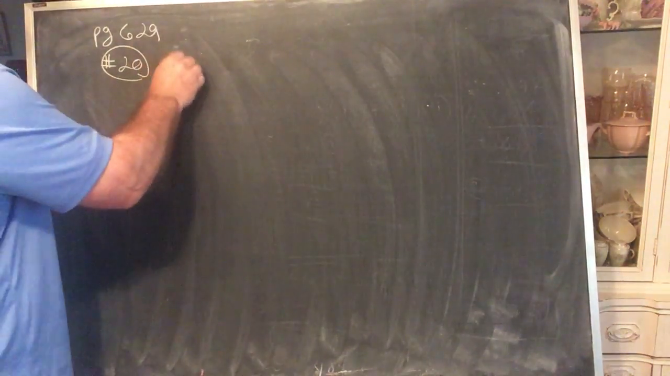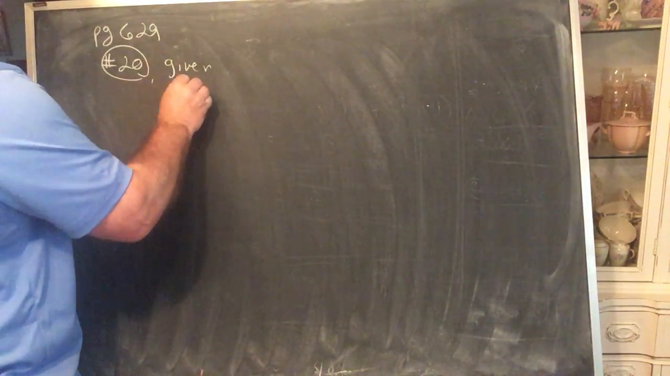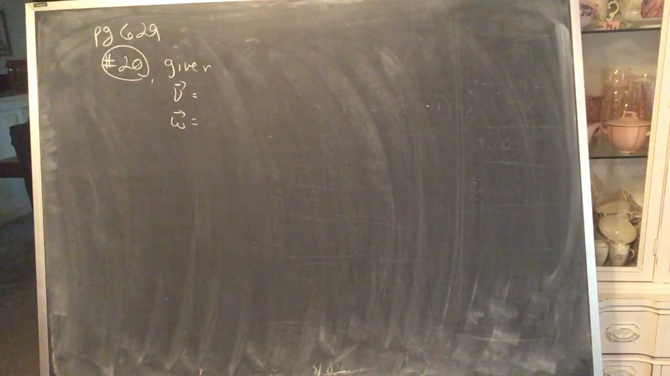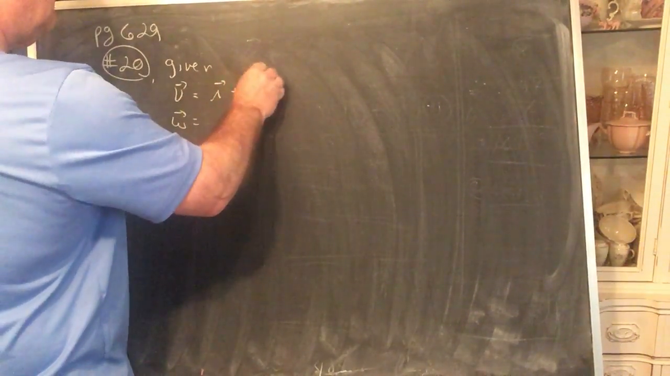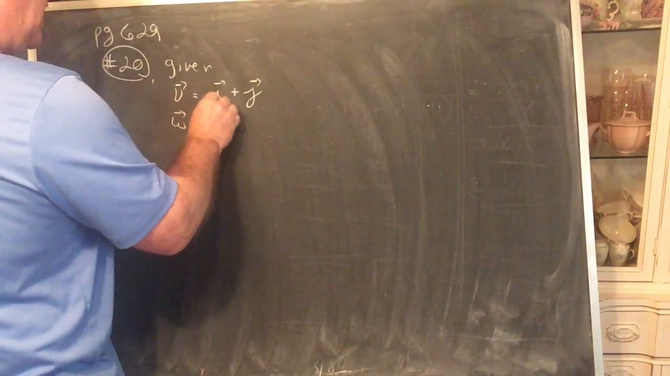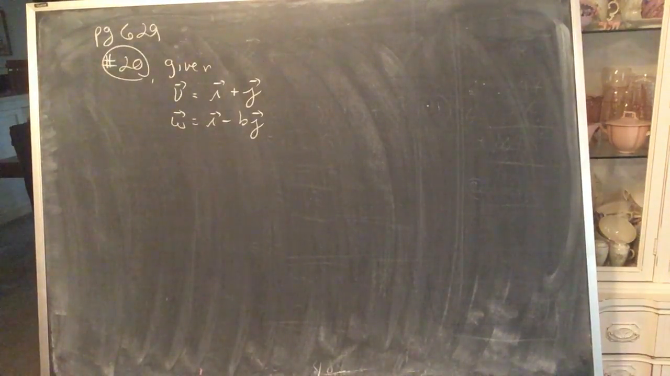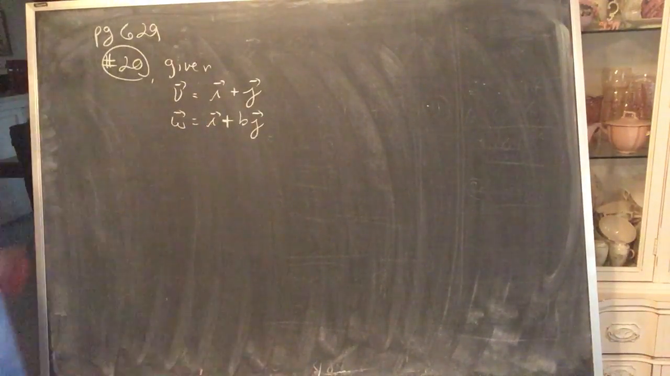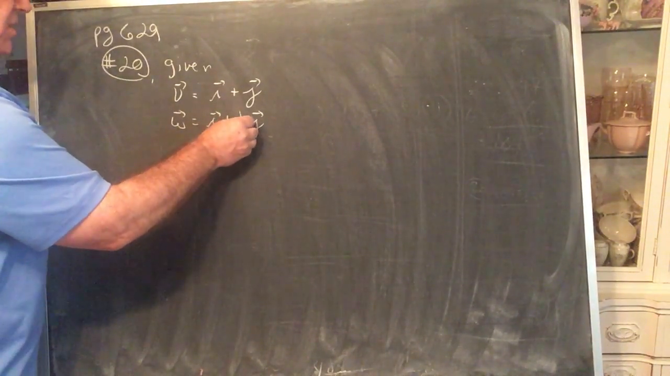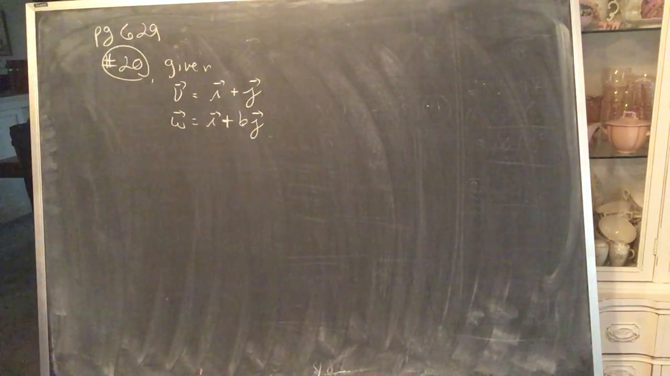We're given vector v and vector w. Vector v in number 20 is i plus j, and vector w is i plus bj. All right? So the component of the j vector is not known. So that's what we want to work with.